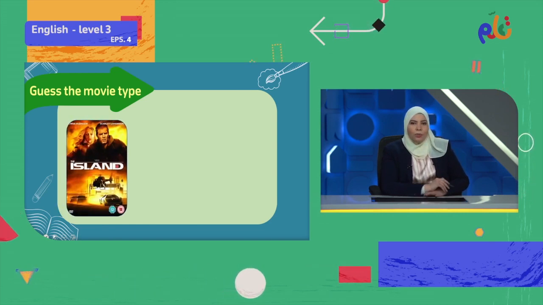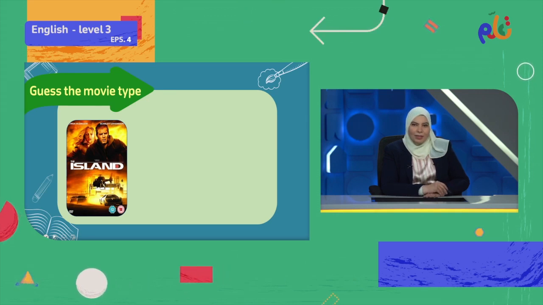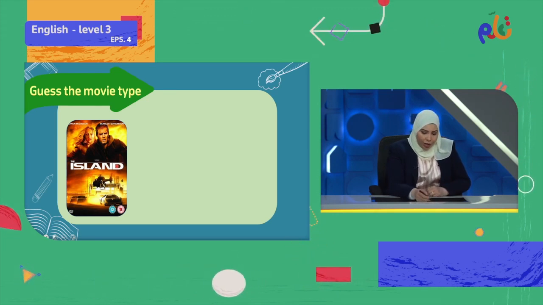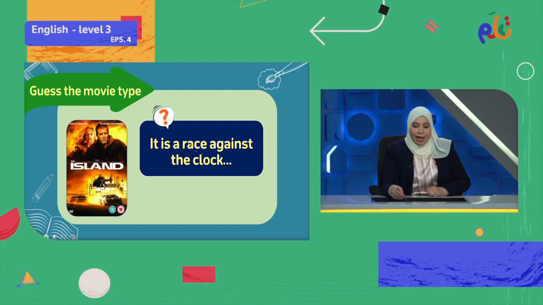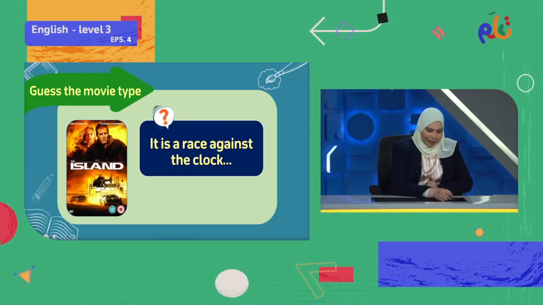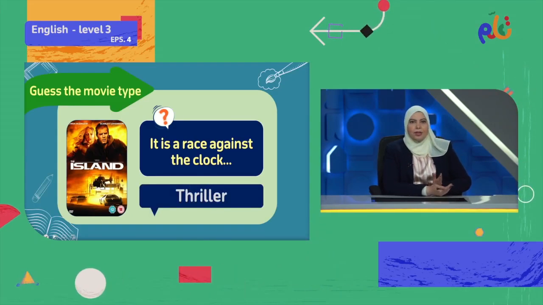Okay, look at the poster now. What do you think the type of the film is? So from the poster, we have fire and stuff. What do you think the type is? Here we have a race against the clock. You need to do something real quick because somebody is running after you or something is going to explode. Remember the type that we talked about? Yes, exactly. So this is called thriller. وزي ما قلنا قبل كده, we can have more than one type, so it could be action and thriller, thriller and science fiction, so we can mix more than one type together in the same thing.